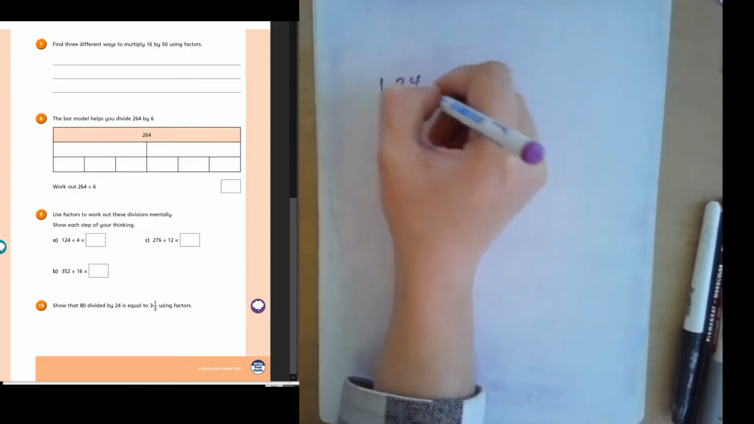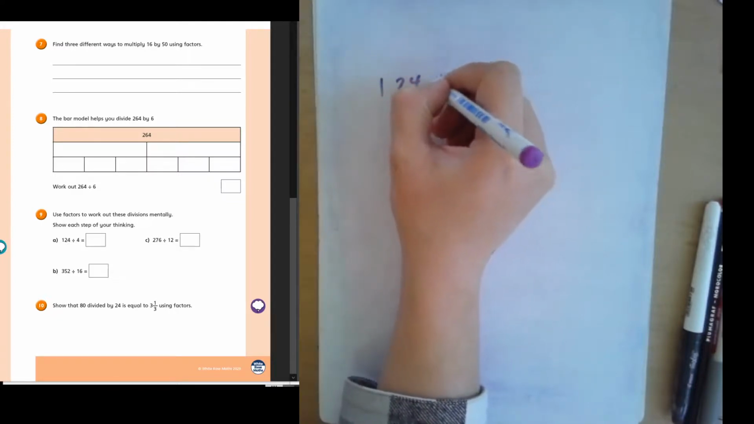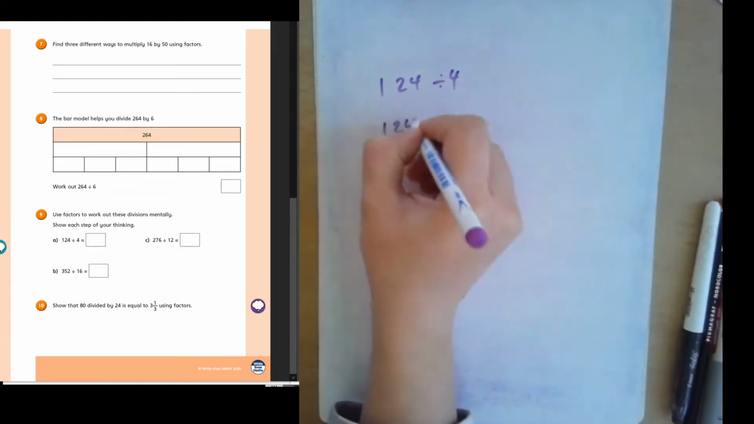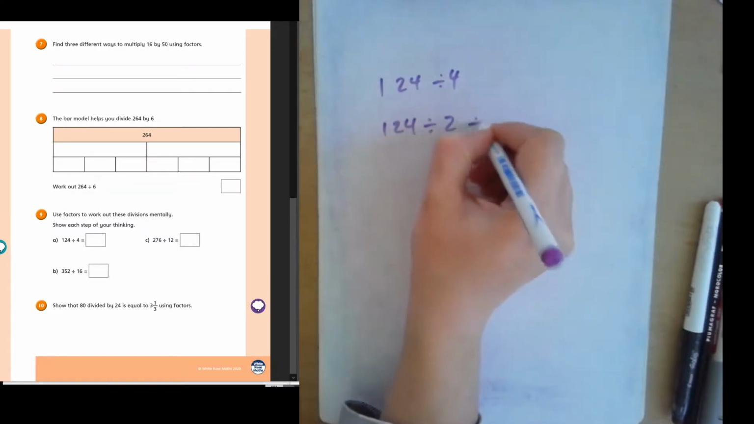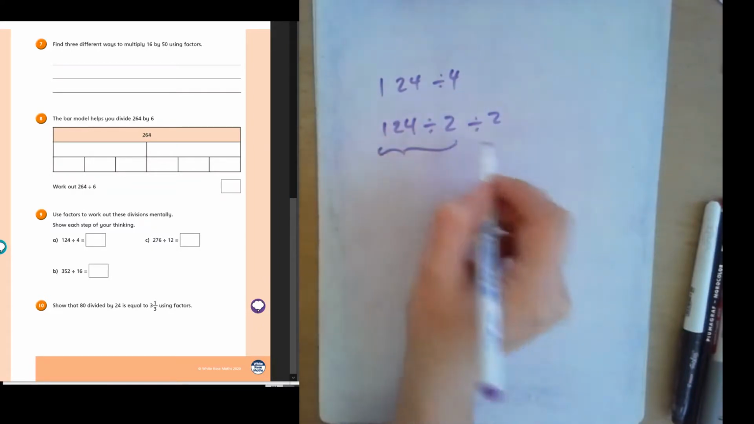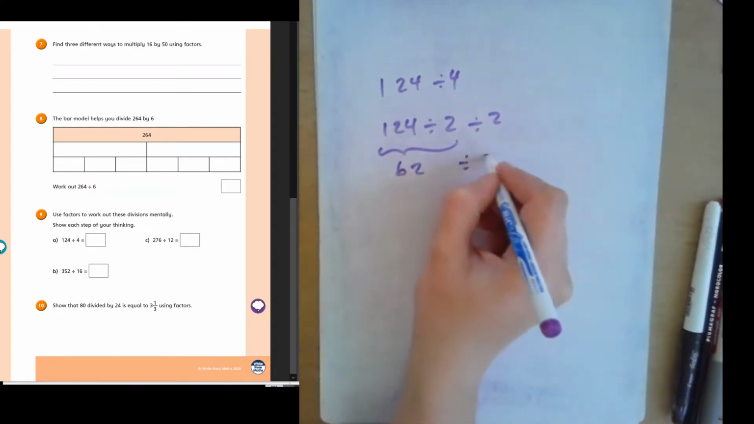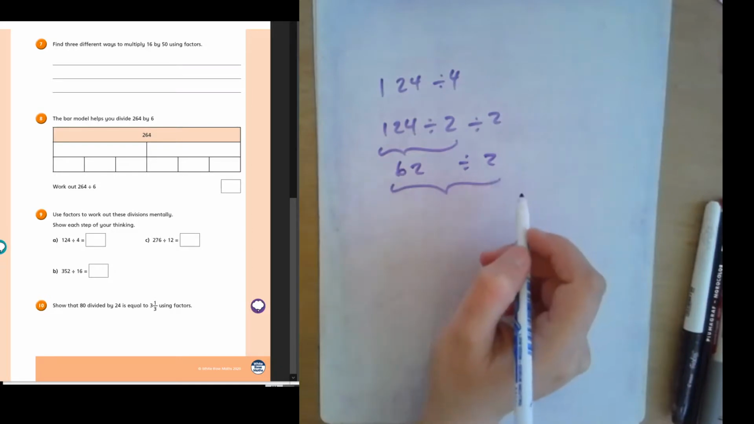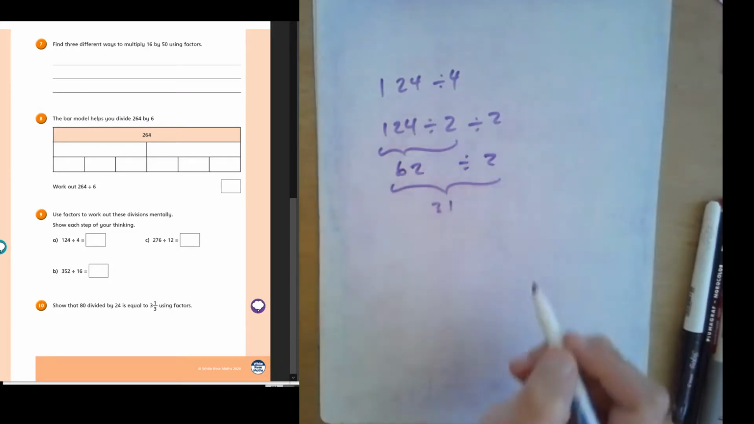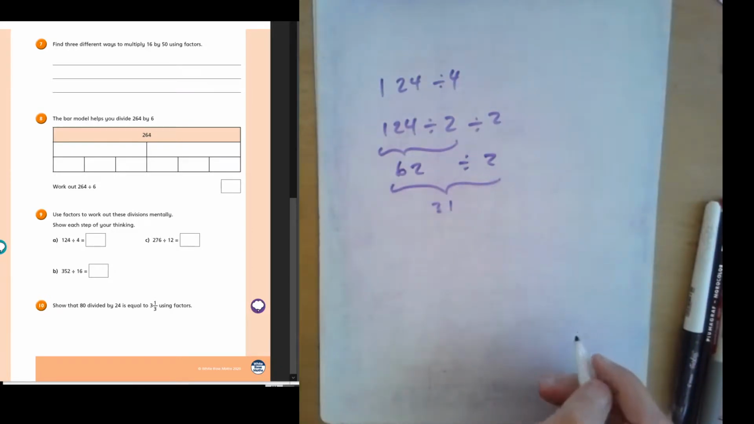Okay, so I've got 124 divided by 4. So I'm going to do 124 divided by 2, then divide by 2 again. So 124 divided by 2 is 62. And then 62 divided by 2 is 31. Okay, so next one, divide it by 12.